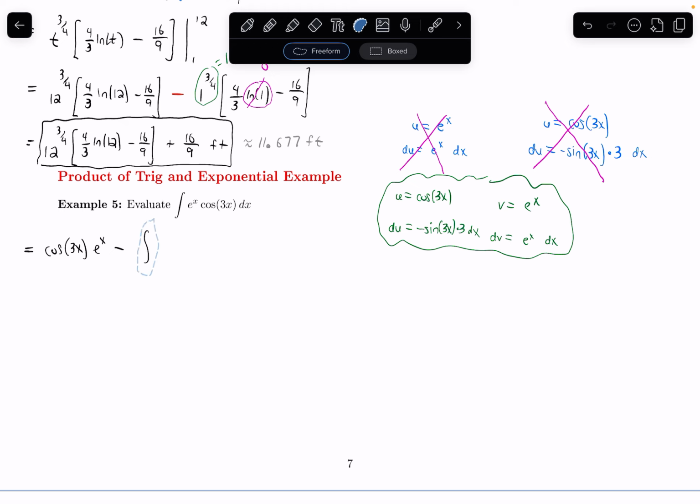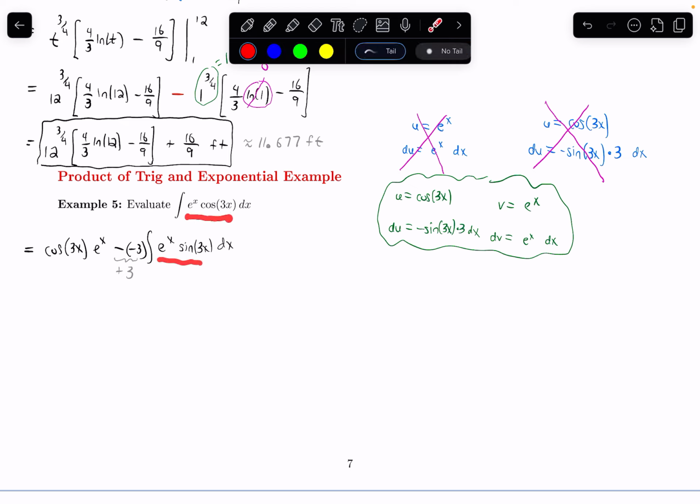Okay, so for v du, let me give myself more room. v is e to the x. And then this minus 3 that shows up in the du, let me pull that out in front of the integral because it's a constant multiplying the function. And that still leaves me with sine of 3x dx in the integral. Then this double negative becomes a positive, so plus 3.